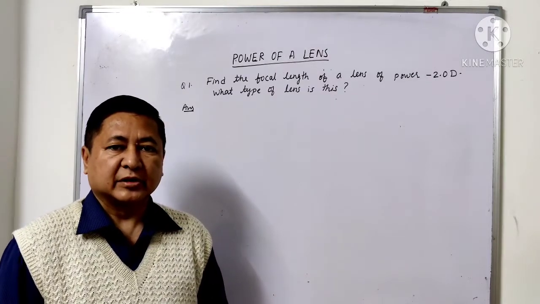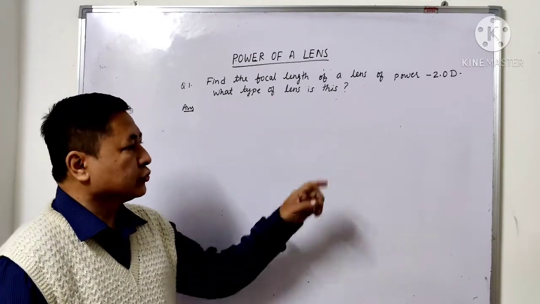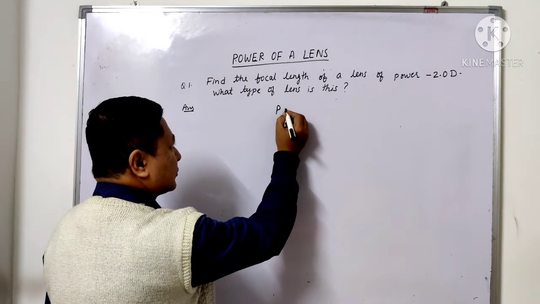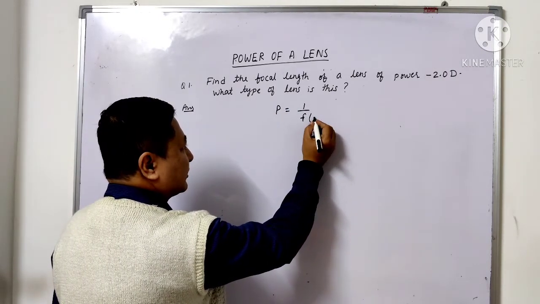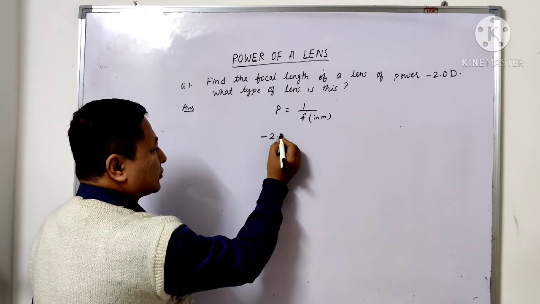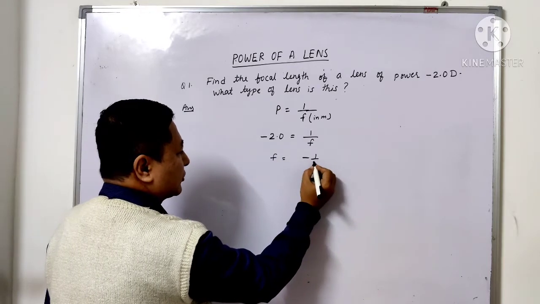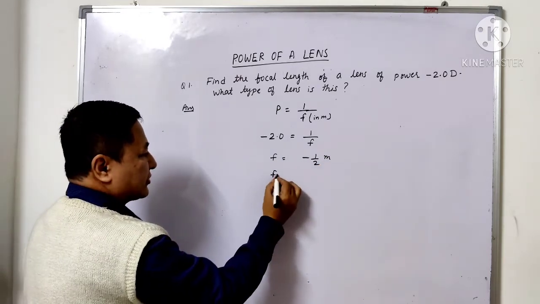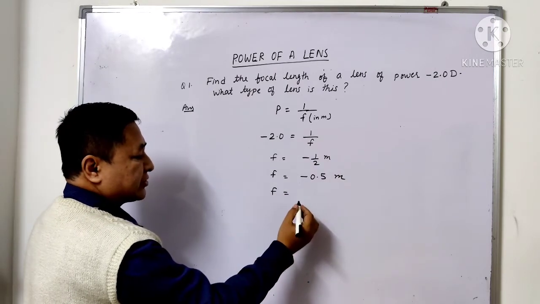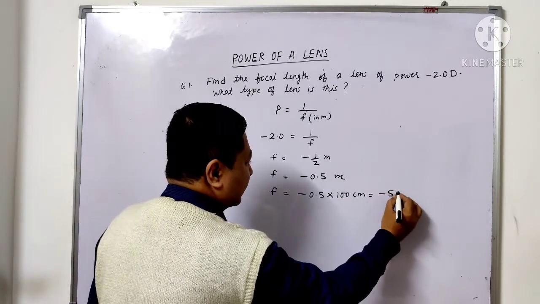Find the focal length of a lens of power minus 2.0 diopter. What type of lens is this? We know the formula for power. Power is equal to 1 upon f, and this f should be in meter. It is given in the question the power is minus 2 diopter. Minus 2 is equal to 1 upon f. So f is equal to minus 1 upon 2 meter, so f is equal to minus 0.5 meter. If we convert to centimeter, it becomes minus 0.5 into 100 centimeter, that is equal to minus 50 centimeter.